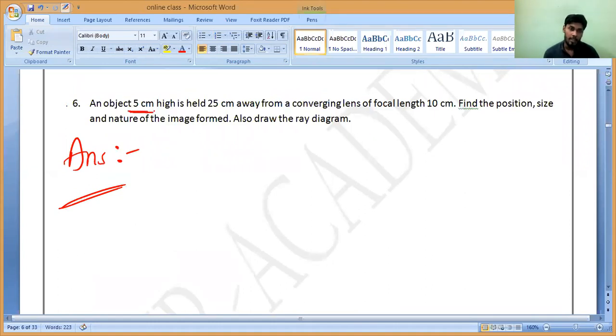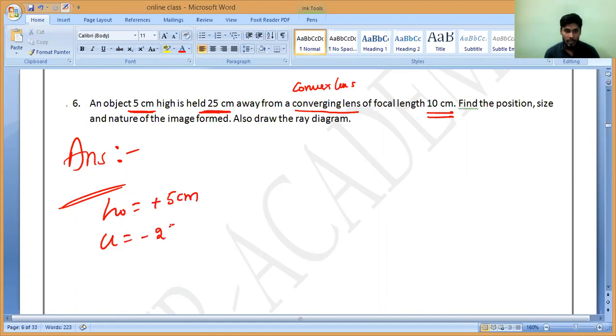An object 5 centimeter high is held 25 centimeter away from a converging lens. What is the meaning of converging lens? Convex lens. Focal length 10 centimeter. So the height of the object is plus 5 centimeter, object distance is minus 25 centimeter, focal length is plus 10 centimeter. Immediately 2F is how much? 20 centimeter.